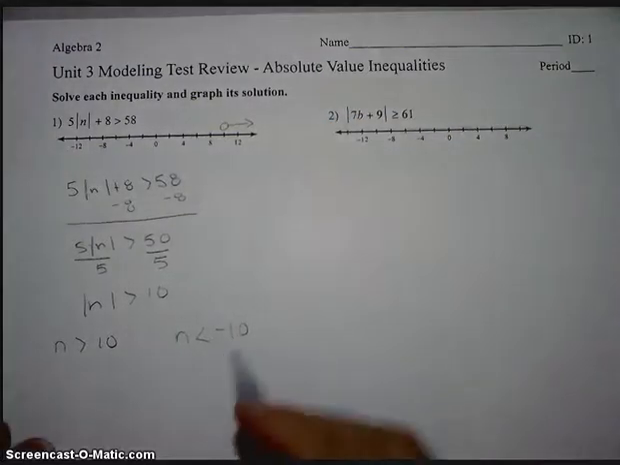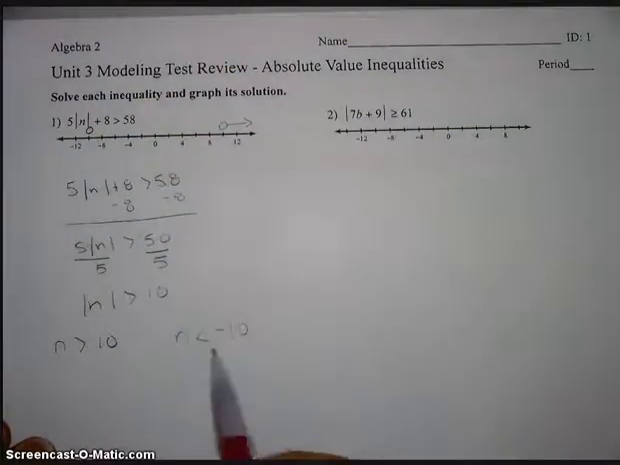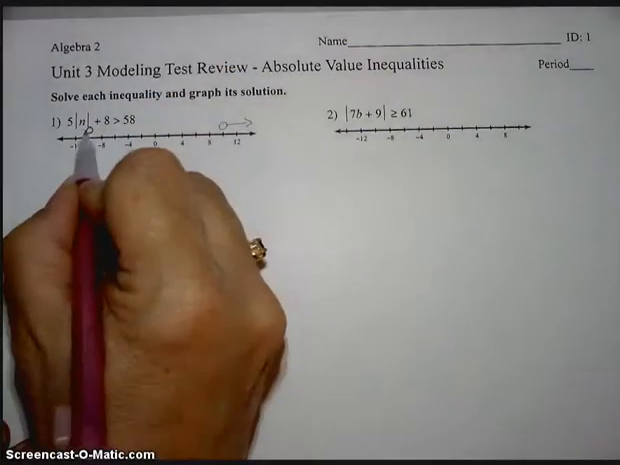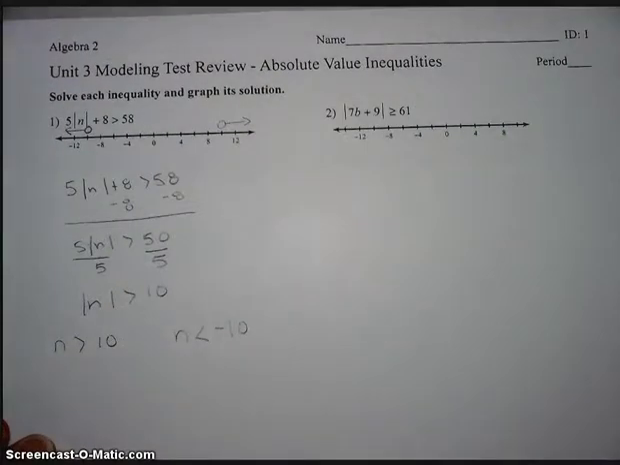Now find negative 10 on the line, and I ask which way is less. Remember, less is always to the left, and so that would be how you graph that inequality.